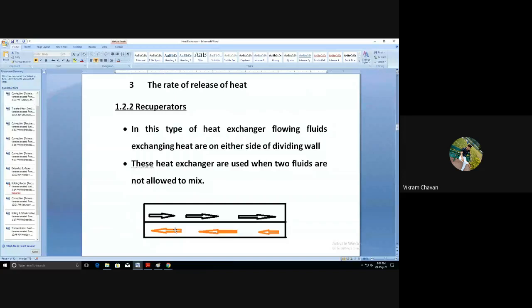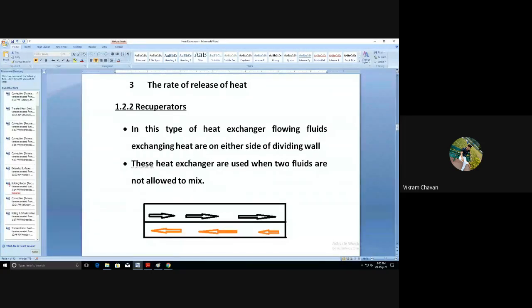First of all, the hot fluid flowing from one side will transfer the heat to this separator or wall, and the wall will transfer the heat to the cold fluid. So in this manner the heat exchange will happen in this heat exchanger, and such heat exchangers are called recuperators.